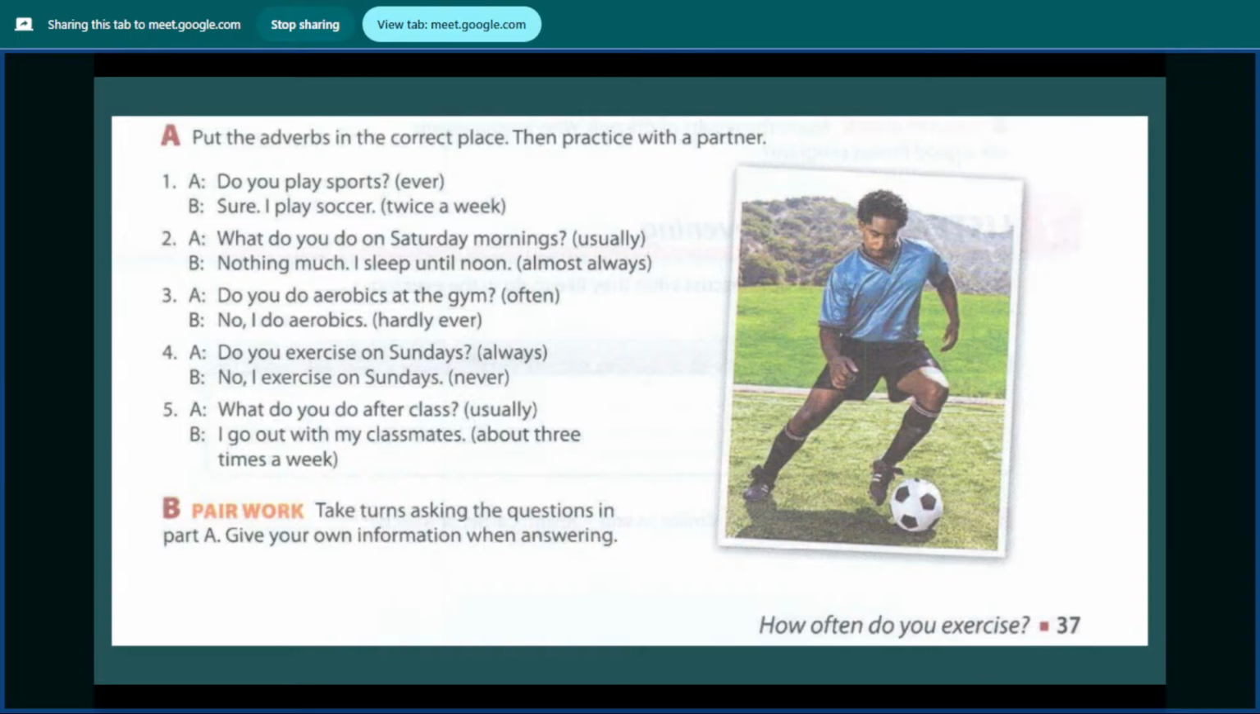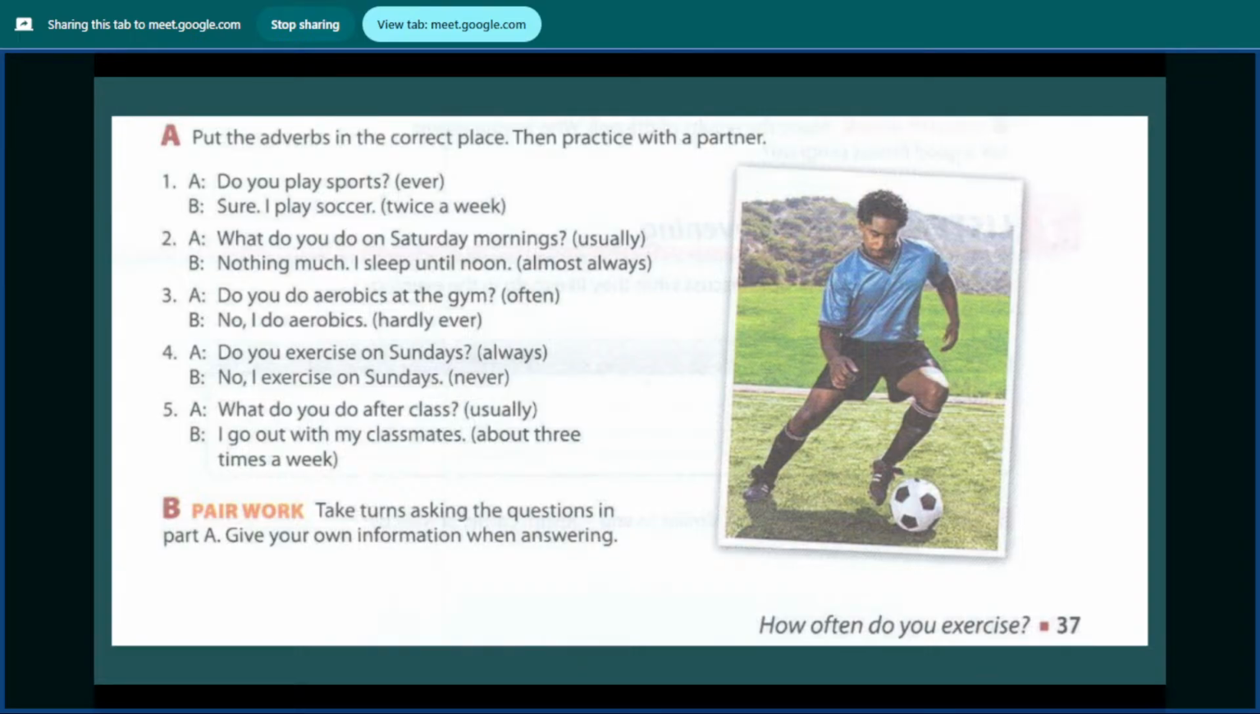Do you ever play sports? Very good. Sure, I play soccer twice a week. Very good. Number two, Sampada. What do you usually do on Sunday mornings? Nothing much. I sleep. I almost always sleep until noon. Very good. Tejal, number three.